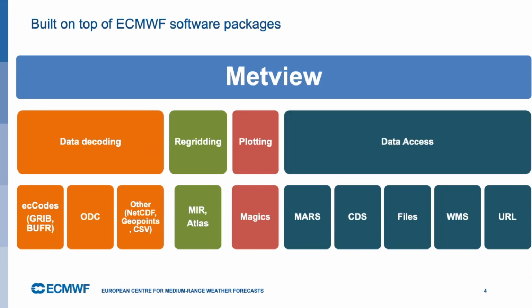And data access, this is like retrieving from archives such as MARS and CDS. Of course, you can access GRIB files and so on that are on your hard disk. If you've got a web map server somewhere, you can also import those layers into your plot in Metview. And if you've got files sitting around in URLs, then of course we've got functions to download those and decode those from remote locations as well.